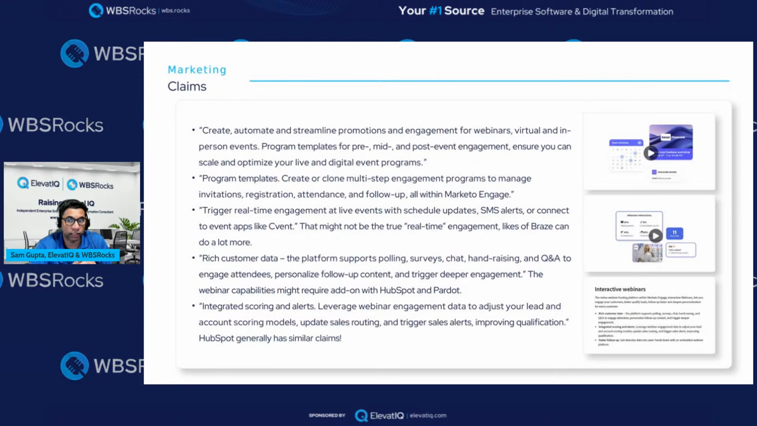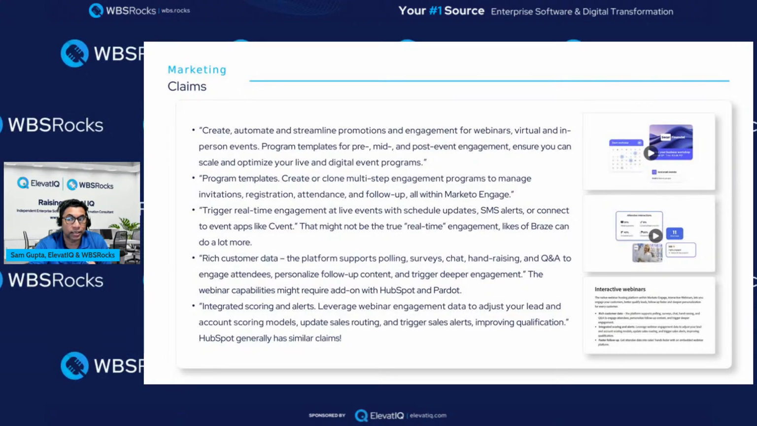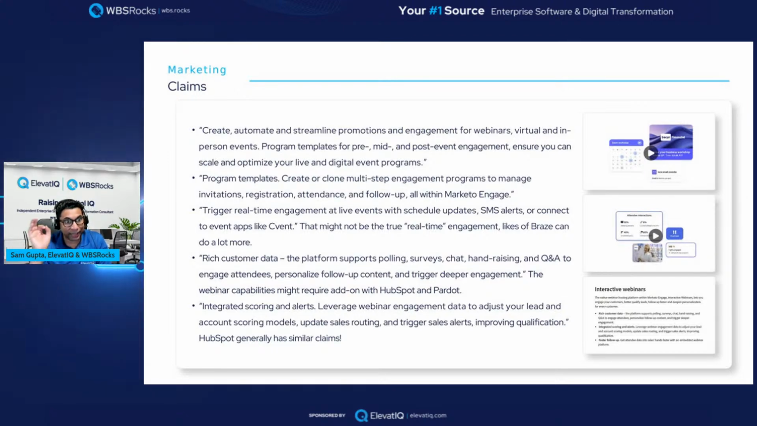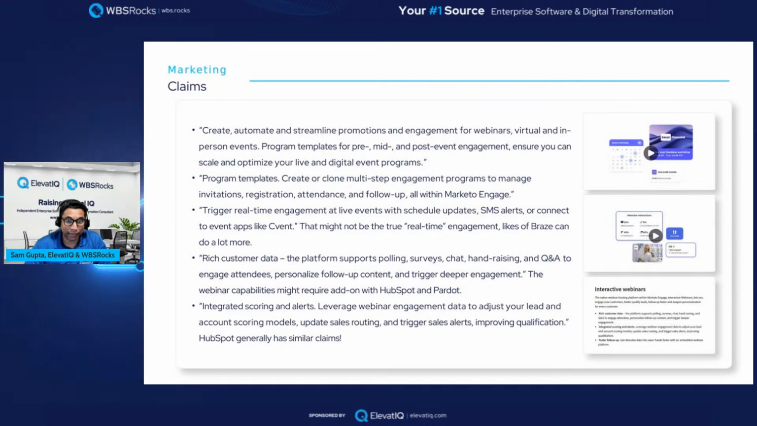Then they have program templates: create or clone multi-step engagement programs to manage invitations, registration, attendance, and follow-up all within Marketo Engage. So they are able to do all of that inside those program templates. Then they have trigger real-time engagement at live events with schedule updates, SMS alerts, or connect to event apps like Cvent. So yes, you are creating the engagement, but again, it's not the in-asset engagement. There is a real difference there when you talk about in-video engagement, in-asset engagement versus the real-time engagement between the events. So even though they are using the same buzzword, real-time engagement, the real-time engagement in both cases could be different.